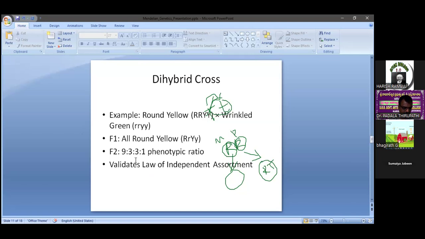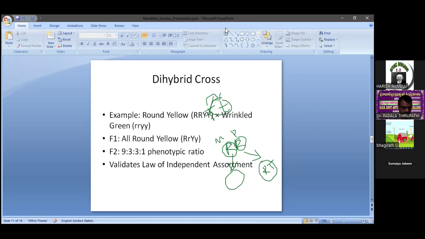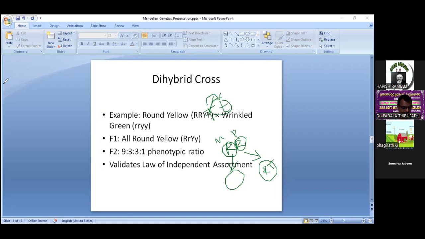Dihybrid means we can consider two characters at a time. What are the two characters here? Round indicates what? Shape of the seed. Yellow is what? Color of the seed. At a time we can consider two traits. Two opposite contrasting characters are observed in the parents. Here, the opposite contrasting character of round is what? Wrinkled.